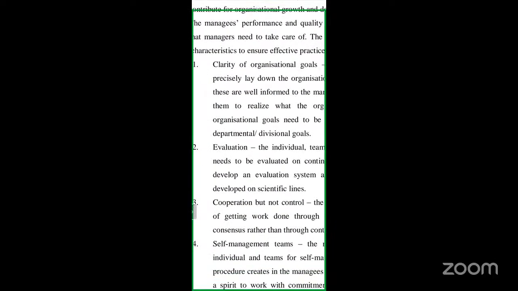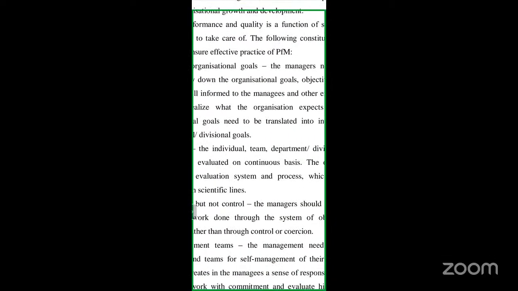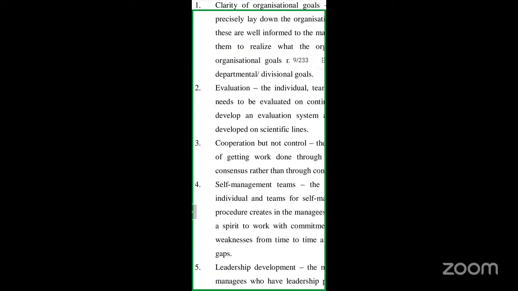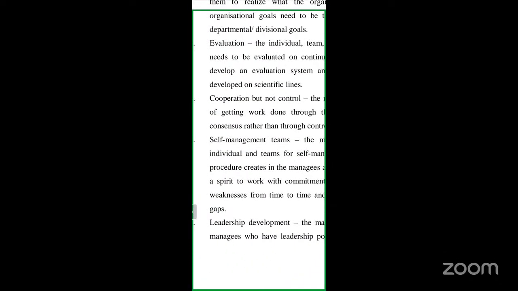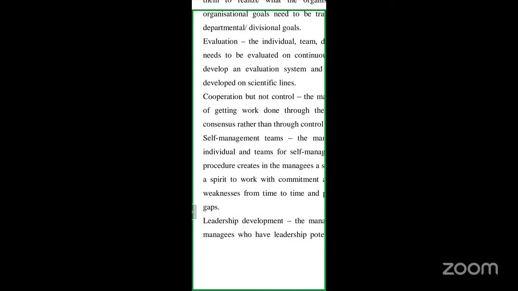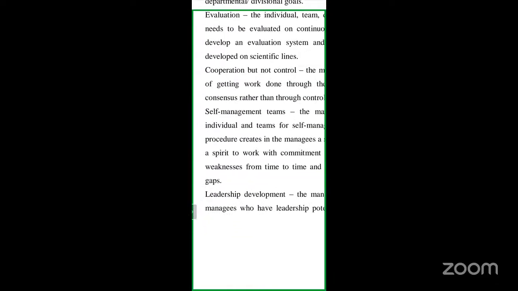Then the characteristics: clarity of organizational goals, evaluation, cooperation but not control. We should not control the employees for each and every work. Some liberty should be there for the employees so that they can express their views and their policies, which can be affecting the performance of achieving the goal. Self-management teams. That itself is known as self-management teams.